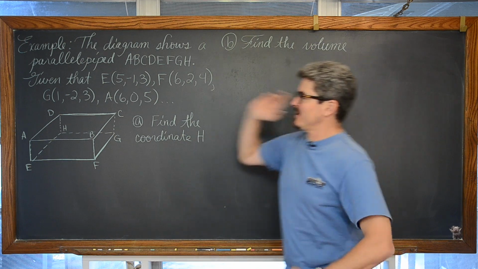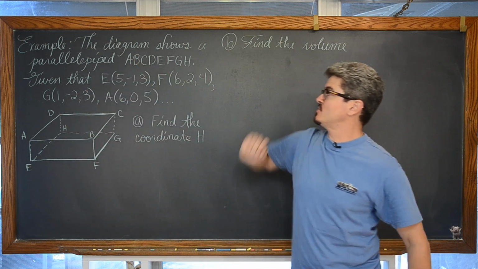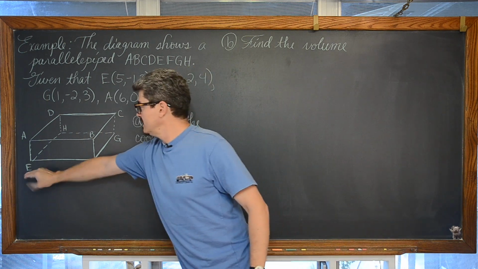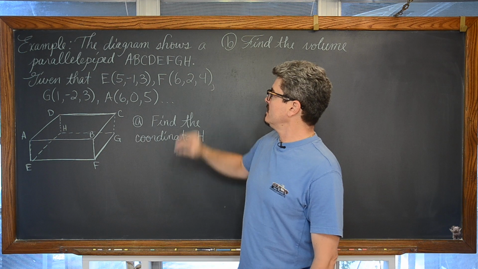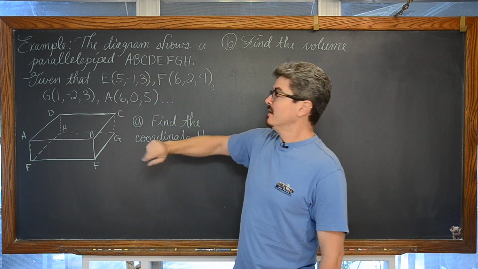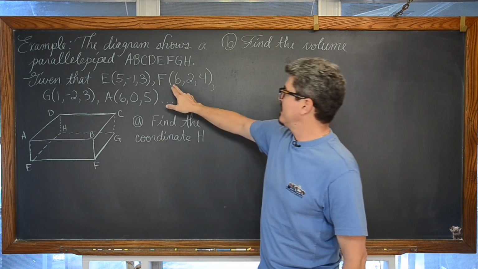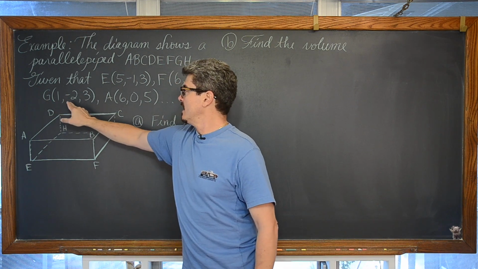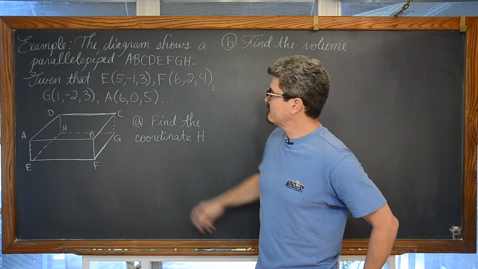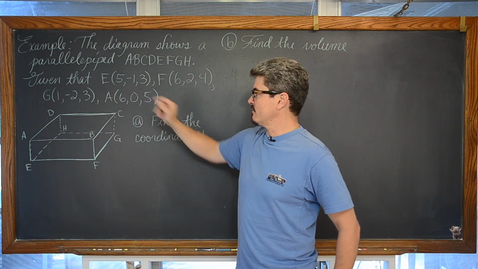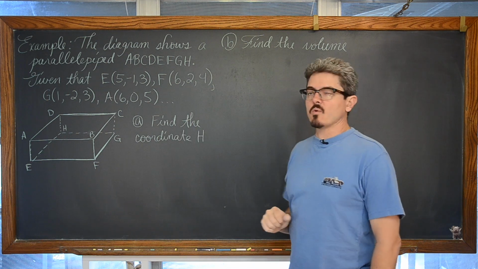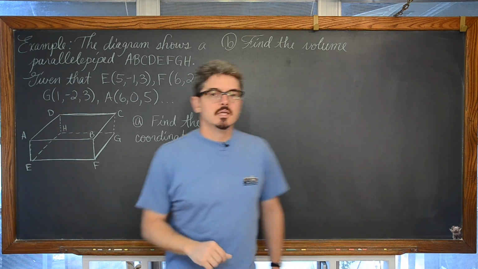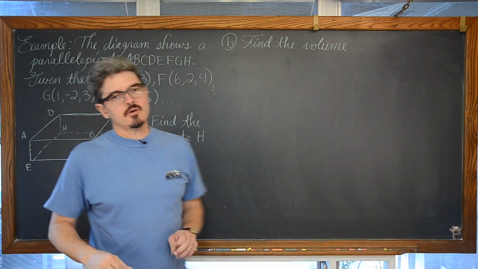The diagram shows a parallelepiped ABCDEFGH. Given that the coordinates of vertex E are (5, -1, 3), vertex F has the coordinates (6, 2, 4), G has coordinates (1, -2, 3), and finally A has the coordinates (6, 0, 5). Let's go ahead and find the coordinates of another vertex of this parallelepiped, and then we're going to find the volume.